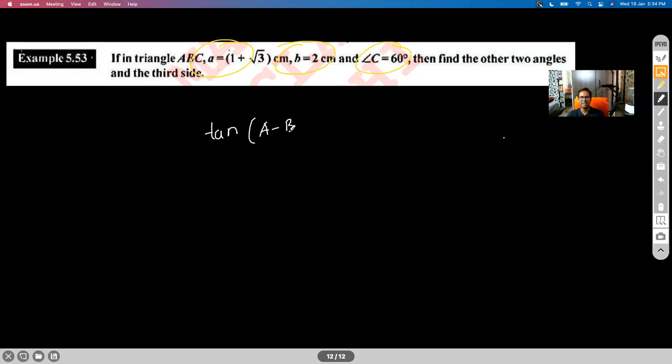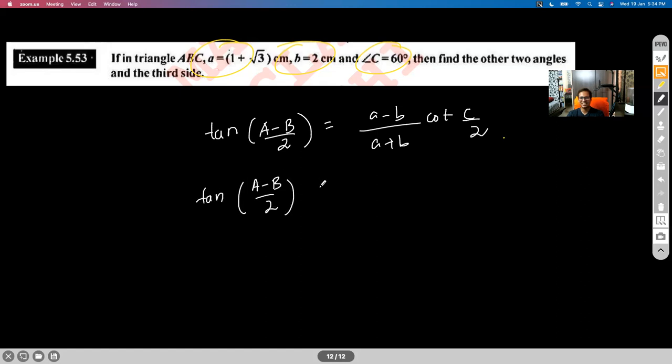Tan of (A minus B) by 2 is (a minus b) by (a plus b) into cot C by 2. Okay, so let's write this as it is. And a minus b will give you, correct me if I'm wrong, root 3 minus 1, and a plus b is root 3 plus 1. Correct? Cot C by 2 is cot 30 degree. Cot 30 degree is root 3. This will be one, my bad. Yeah. So if you cancel this off, you get something like root 3 minus 1 by root 3 plus 1.